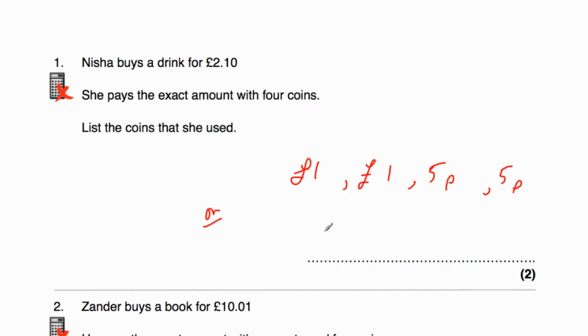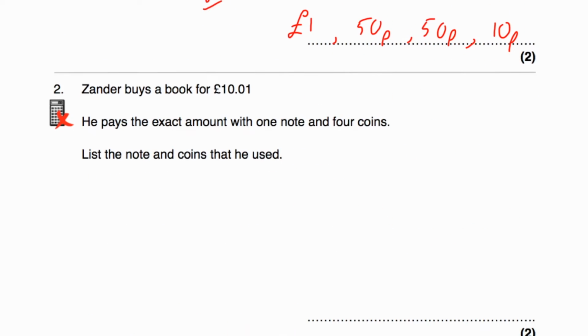Or there's another option. Perhaps she paid with a £1 coin and then a 50p and a 50p coin. That's £2, and then she's only got one more coin because there's 4 coins, so that would be a 10p. She could have a £1, £1, 5p, 5p, or a £1, 50p, 50p, 10p. Okay, let's have a look at our next question, question number 2.